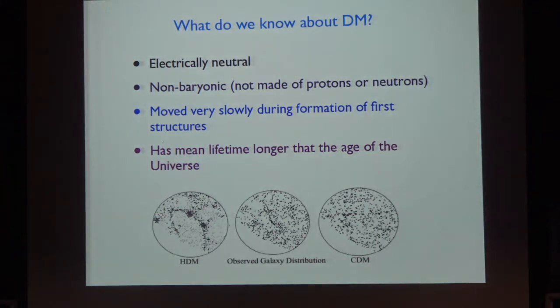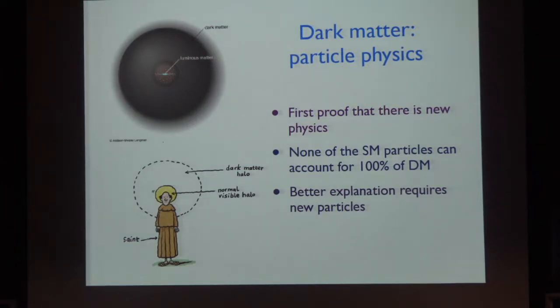So if we assume that dark matter is a particle, what we could infer from all these astrophysical observations is, first, that it is electrically neutral, that it is non-baryonic, not made of protons or neutrons, that it moves very slowly during formation of the first structures, so it's slow or cold, and has a mean lifetime longer than the age of the universe, otherwise it would have decayed and we wouldn't observe it right now. So that favors cold dark matter. And you know all the problems of cold dark matter. Large structure is okay, and small structure is not okay, yeah?